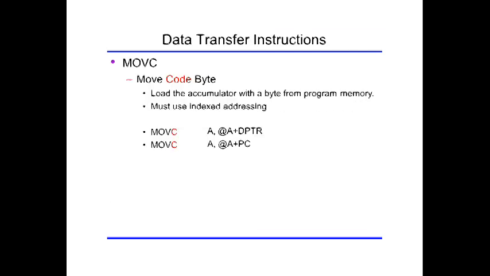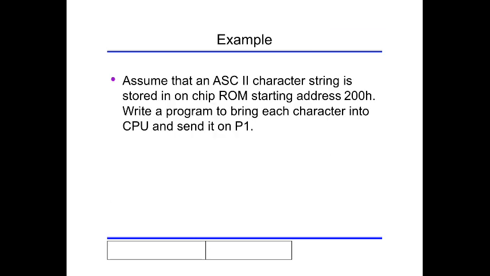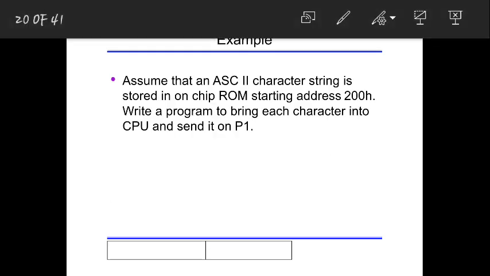Next, yes, you have an example, the same example. But here the only difference is, assume that the ASCII character string is stored in on-chip ROM starting at address 200. In that also they have taken starting address 200. So on this ROM chip we have some ASCII characters stored, and from there he is asking us to bring the characters into the CPU.